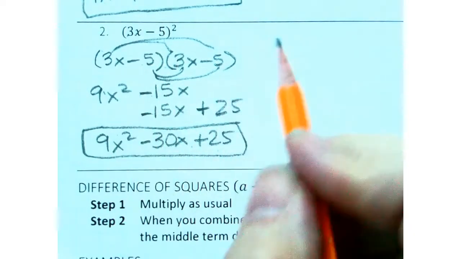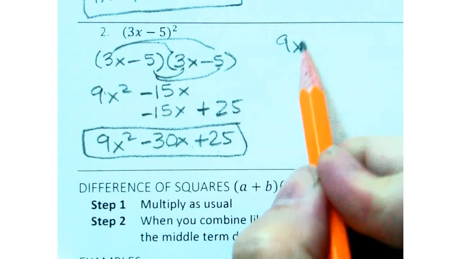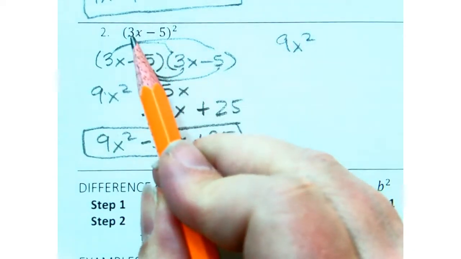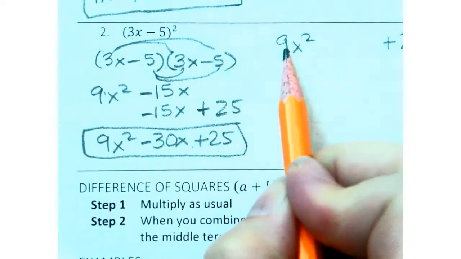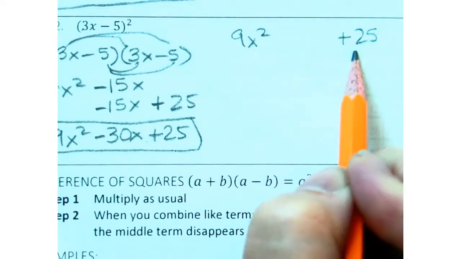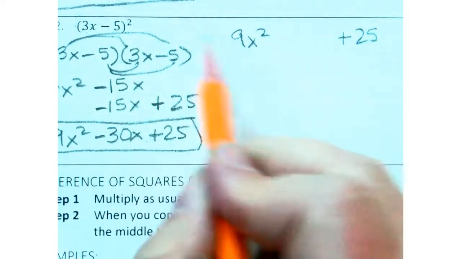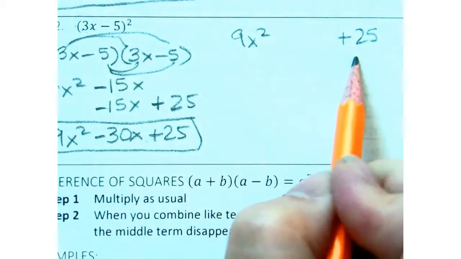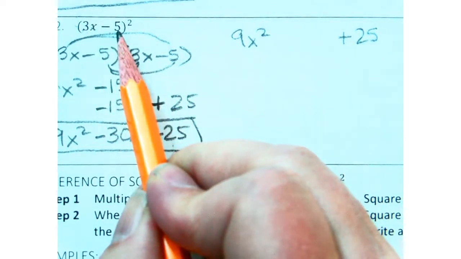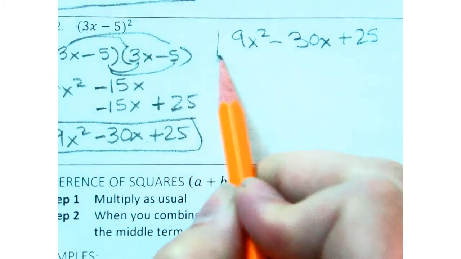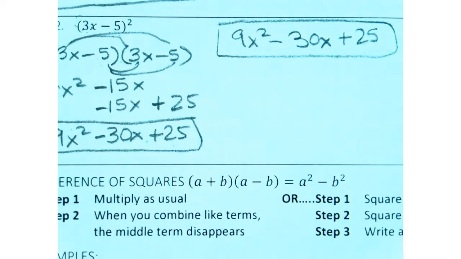first square the first term for 9x squared, square the last term for positive 25, multiply the two terms together for a negative 15, and double the result for negative 30x. You can use the shortcut or the long way. You will get the same answer.